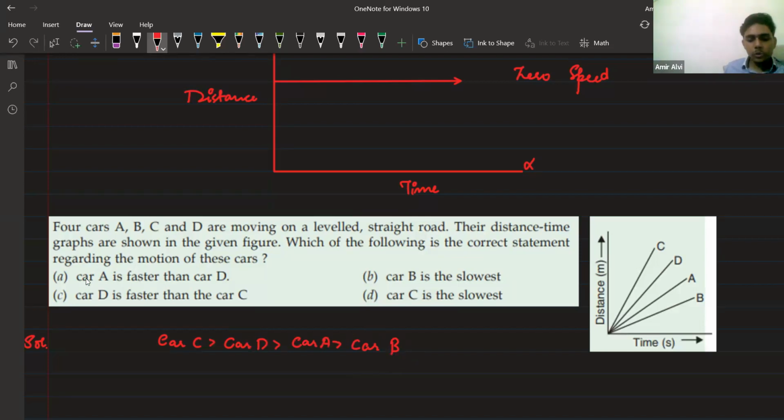Okay, let's find out which one is correct. Car A is faster than D. Is it possible? Car D is faster than A, so it is discarded. Car B is the slowest. Yes, car B is the slowest, but still let's mark it as a review option and explore the other ones as well. Car D is faster than car C. No, because car C is the fastest. Car C is the slowest. Obviously not, car C is the fastest. So the only option that is left is B.